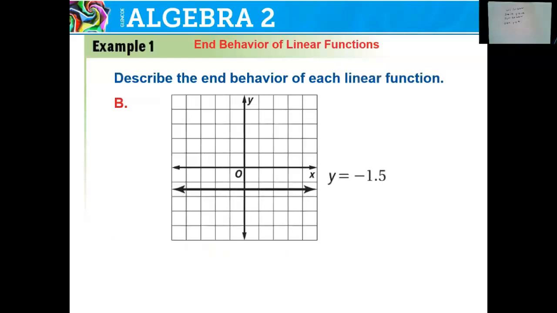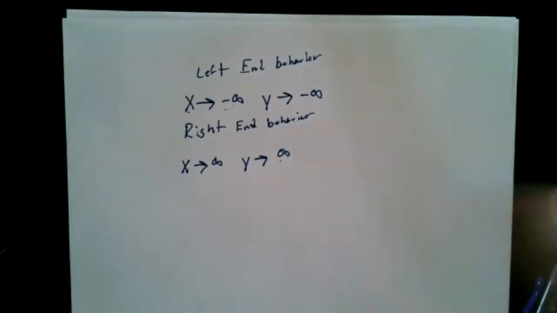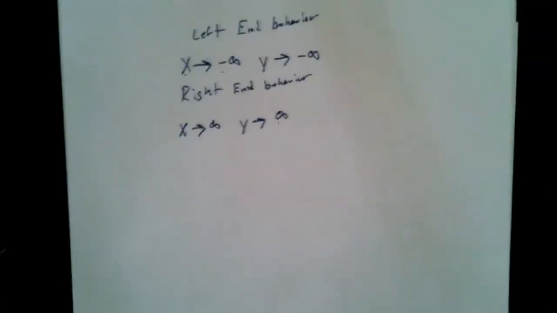Okay, looking at this one. This is a horizontal line. Y is equal to negative 1.5. It does not matter what our x value is. We could plug in 1,000, 2,000, 2 million, a billion if we wanted to. We are always going to end with y equal to negative 1.5. So how does that affect our end behavior? Since we have a y value that does not change, or since this is a linear function with no slope, it's just a horizontal line, our left end behavior and our right end behavior are going to equal the same thing.